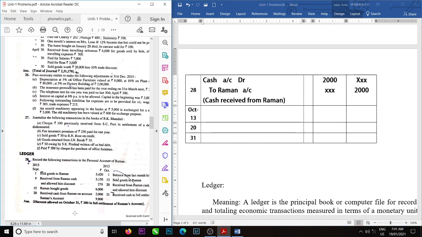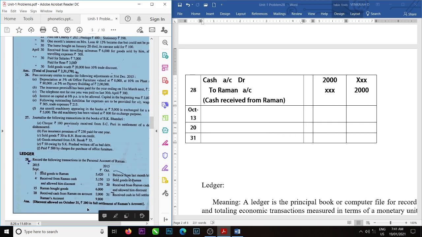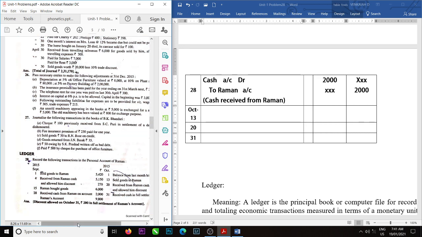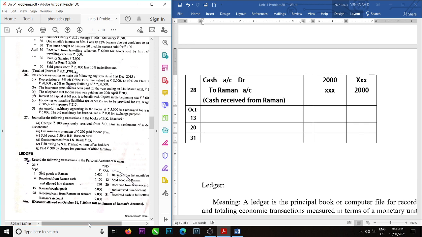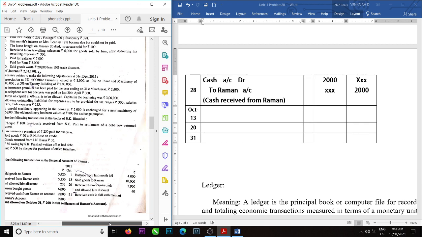Please check October 1st. It was given: balance on October 1st is 4000. When we prepare the Raman account, we will find this balance. Closing balance of the Raman account on 30th September is 4000. Opening balance of the Raman account on October 1st is 4000.